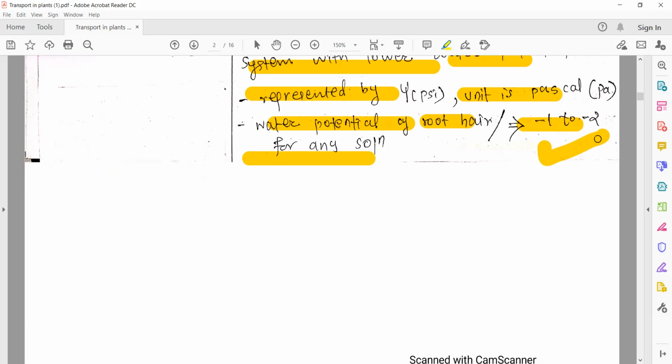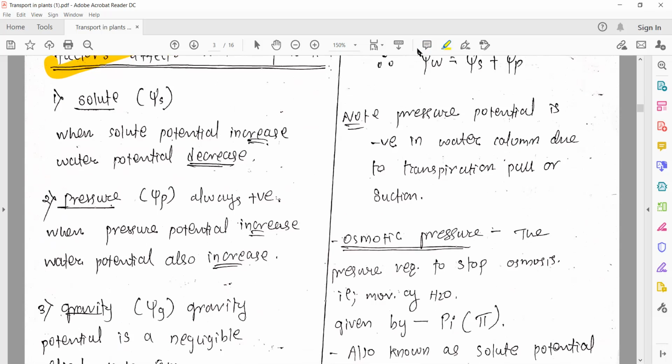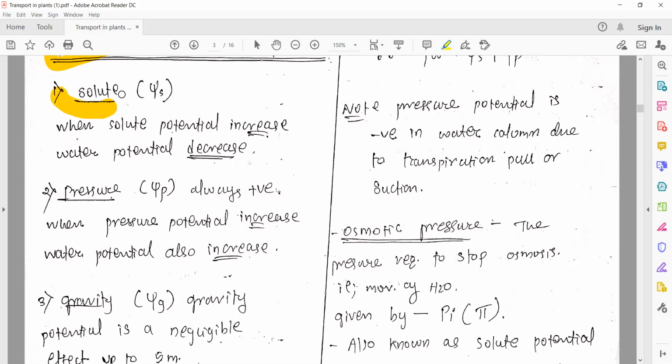Water potential. So let's talk about the factors which can affect water potential. I'm talking about which factors are responsible for affecting water potential. One is called solute. Solute potential has come on the screen. When the solute potential increases, water potential decreases. What do you mean by solute? Take as an example salt plus water. So when more solute is added, water potential is going to decrease because the pure water molecules are going to decrease. Are you understanding?